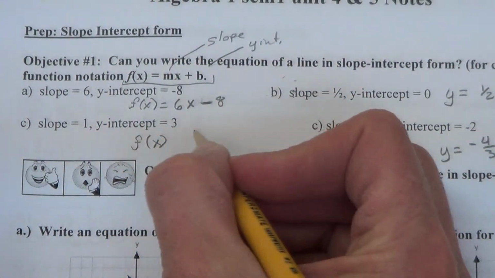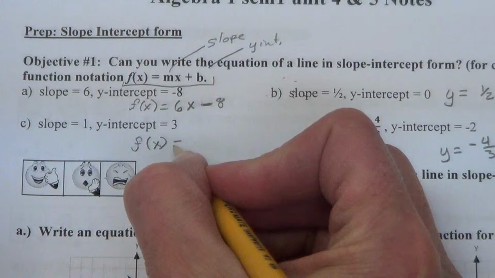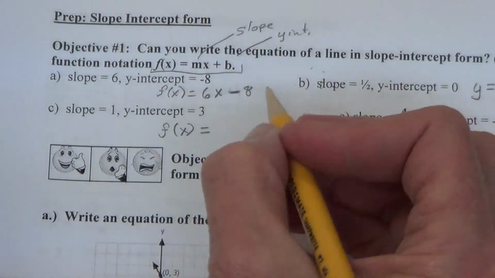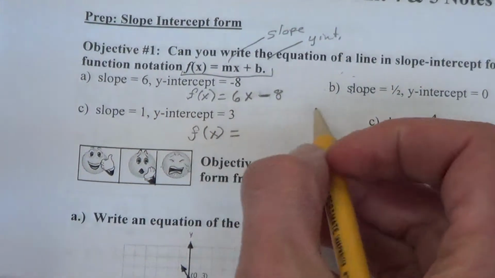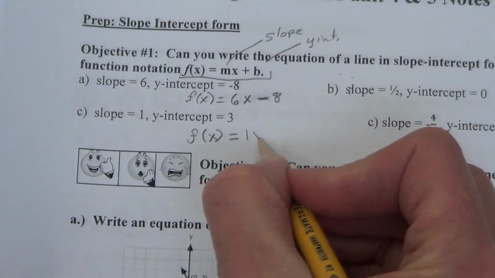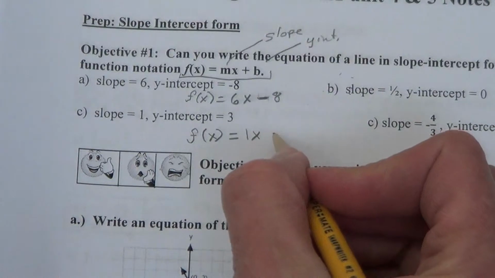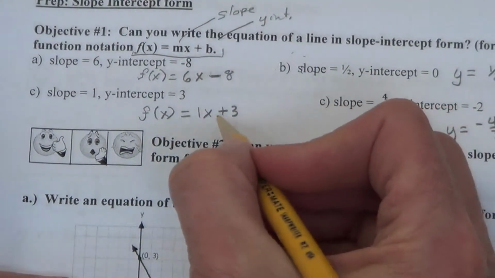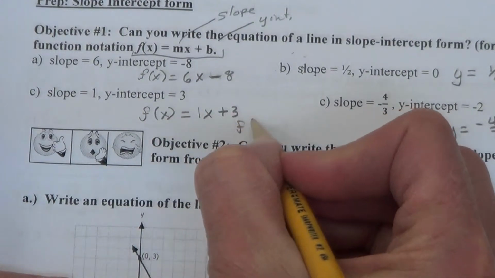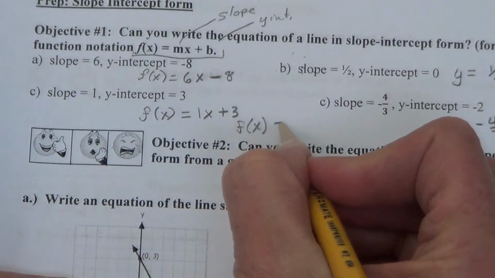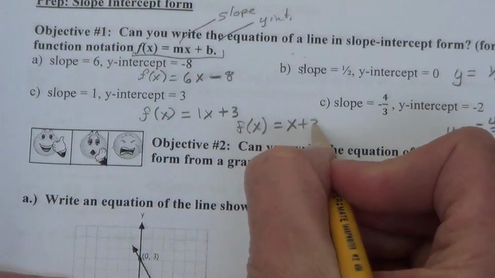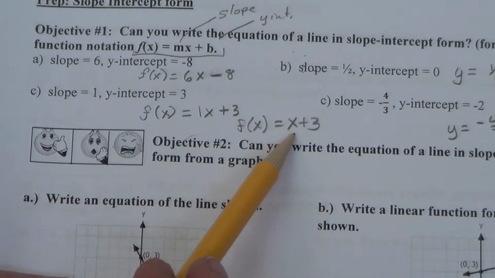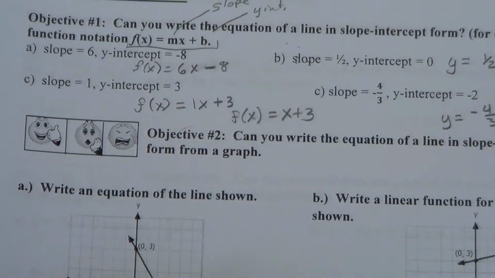I prefer that you use the f of x because as we get further into algebra, you'll see the real advantage of getting used to those notations. So the slope is 1x. Y-intercept is +3. Now it would be acceptable to also write f of x equals x plus 3, since 1, x, and just plain x are the same value.